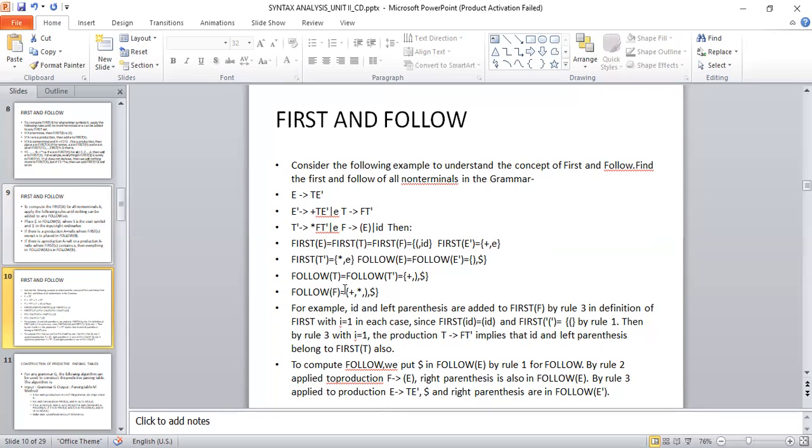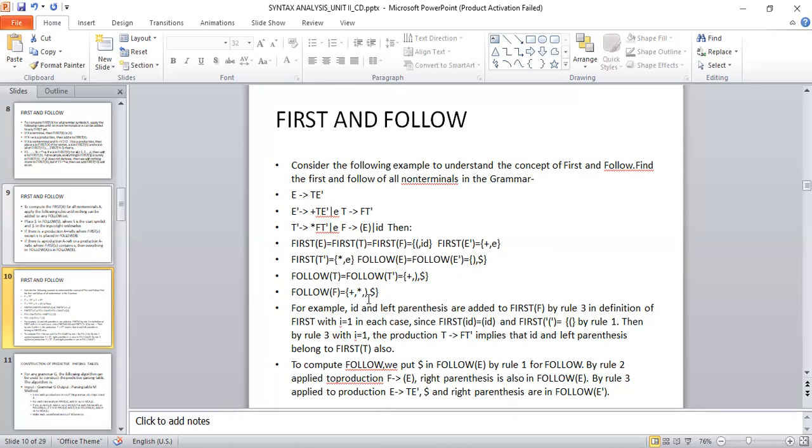So follow of T is equal to follow of T dash. It is nothing but follow of T dash. Follow of T dash is what we have, plus and closed parenthesis and dollar symbol. Again follow of F, here we have T dash, right? So follow of T dash is first of T dash, that is star and closed parenthesis and accepted state. So for example, we have ID and left parenthesis are added to first of S.